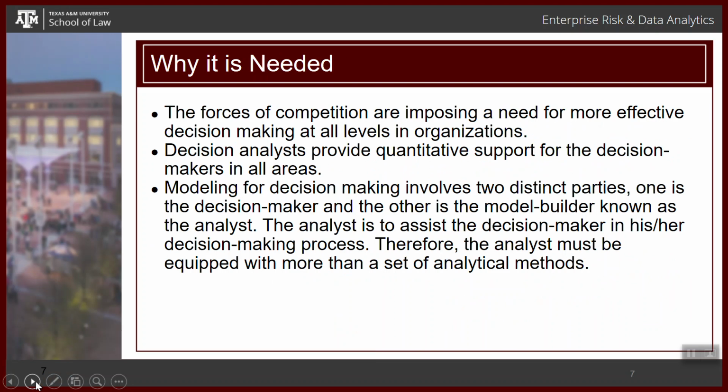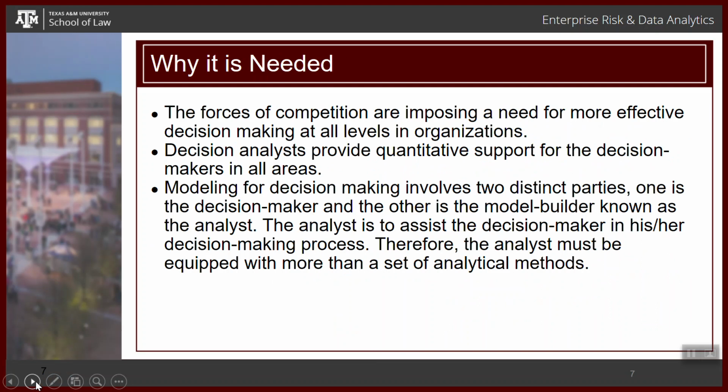It's always we want cheaper, faster, better. We want good, traceable decisions. We want to stay out of trouble. We want to keep profitable. So it's not just the forces of competition, it's also globalization, regulation, compliance. And so this quantitative support is for the decision makers.